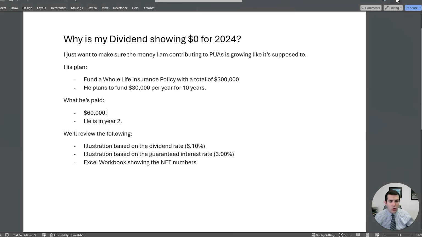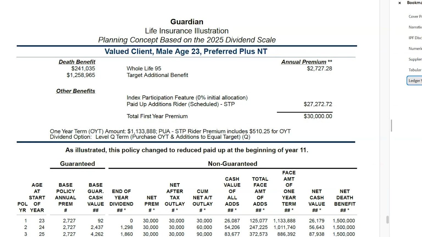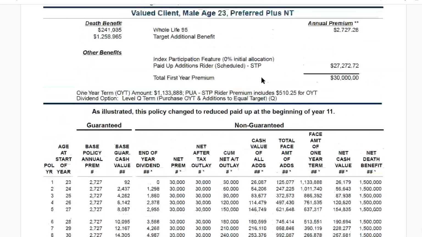So let's begin with the actual life insurance illustration. So he's with one of the major mutual companies, as I like to say, good old Guardian, one of my favorites. And if we go down to the ledger statement, this will provide a breakdown of where his money is going, and also the dividend column and cash value column.